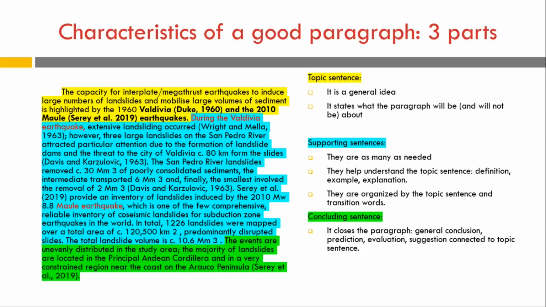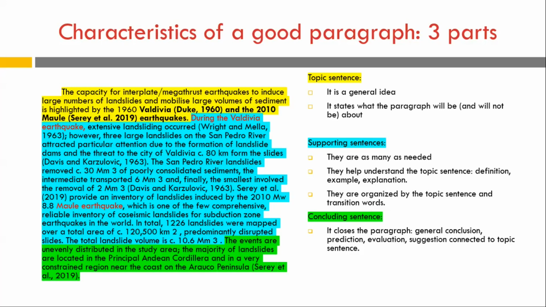Okay, and the last part of a good paragraph would be the concluding sentence, which here you see in green. Look at the green part. As the name suggests, it is something to close this piece of information, to get to a final conclusion, for example. Sometimes it's a prediction, an evaluation of what you said before, or a suggestion. But the idea is that whatever you say really closes that issue and connects to the topic sentence.